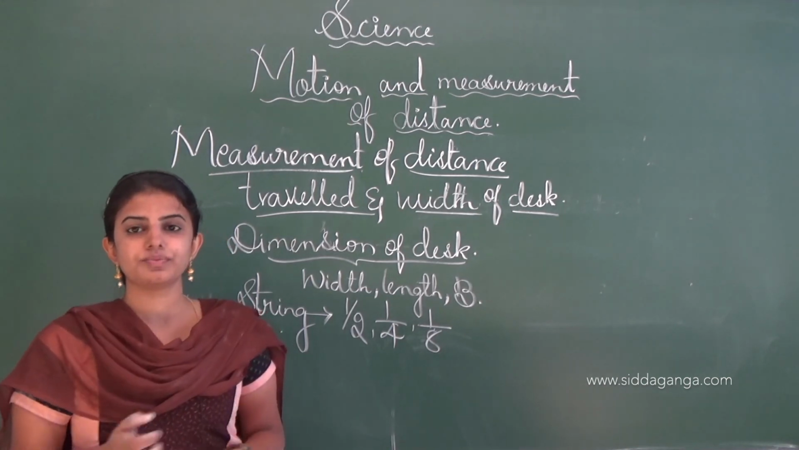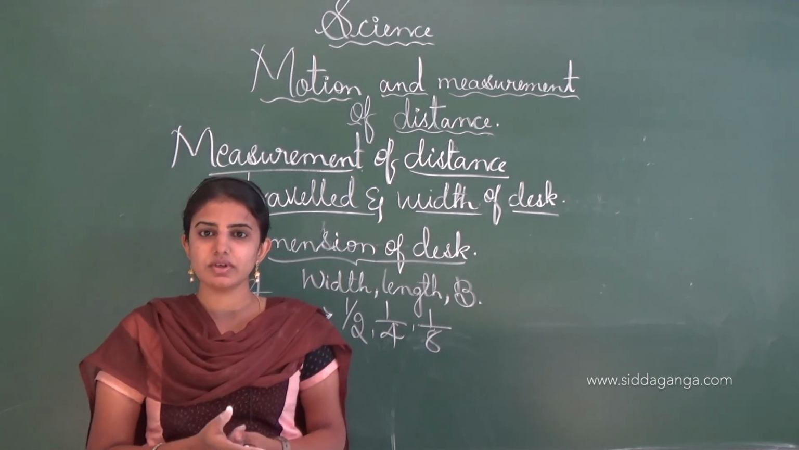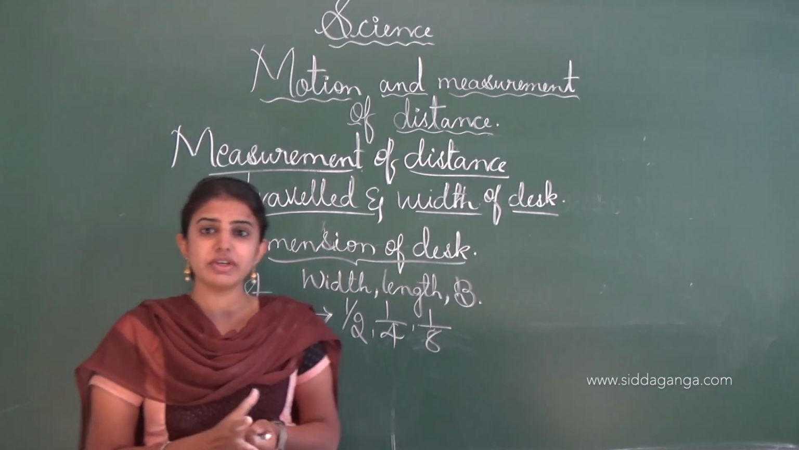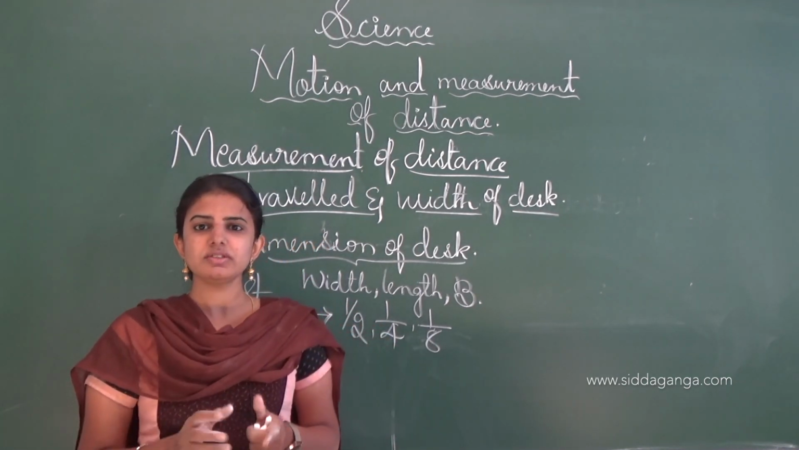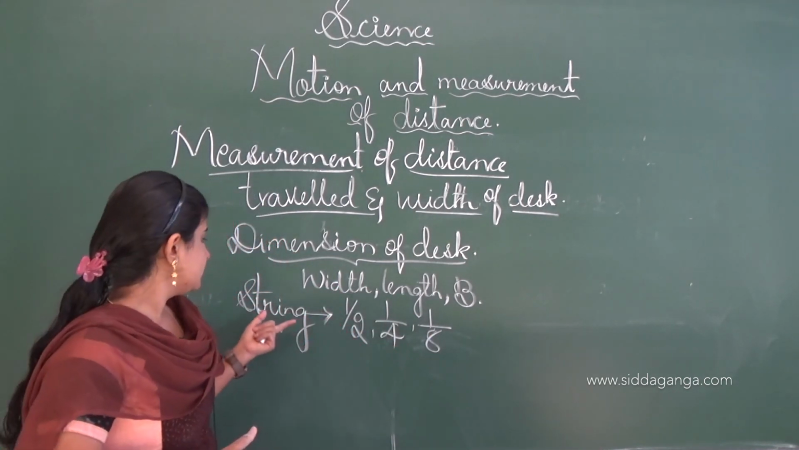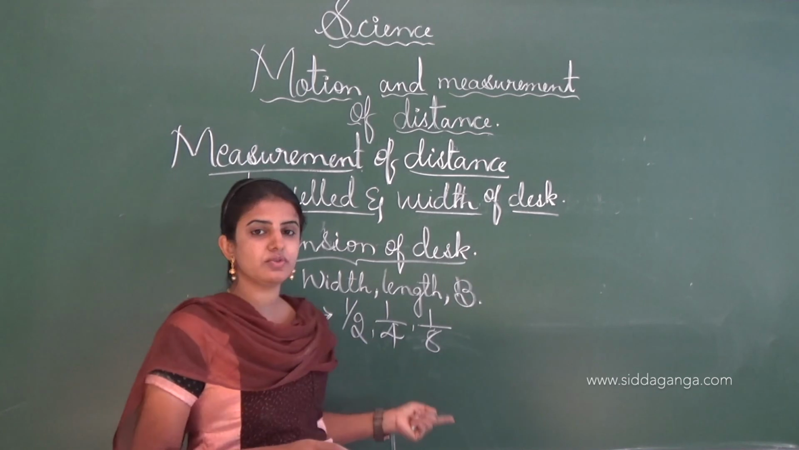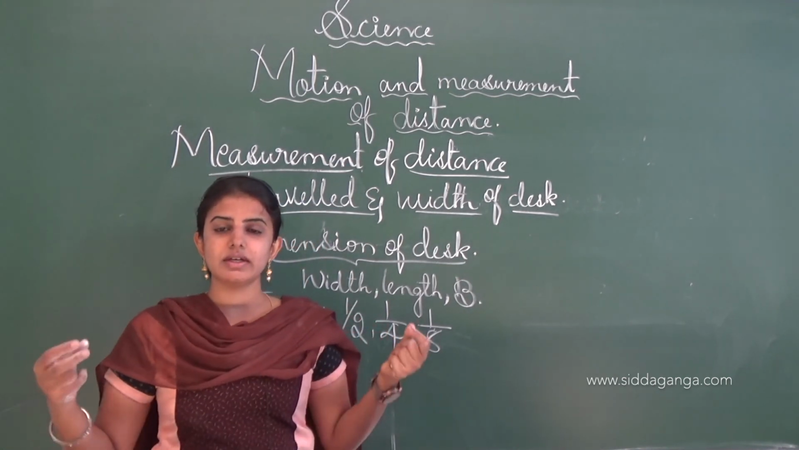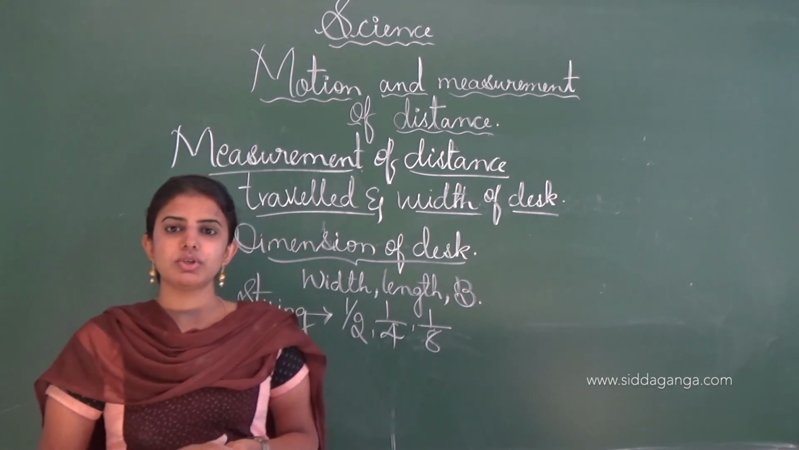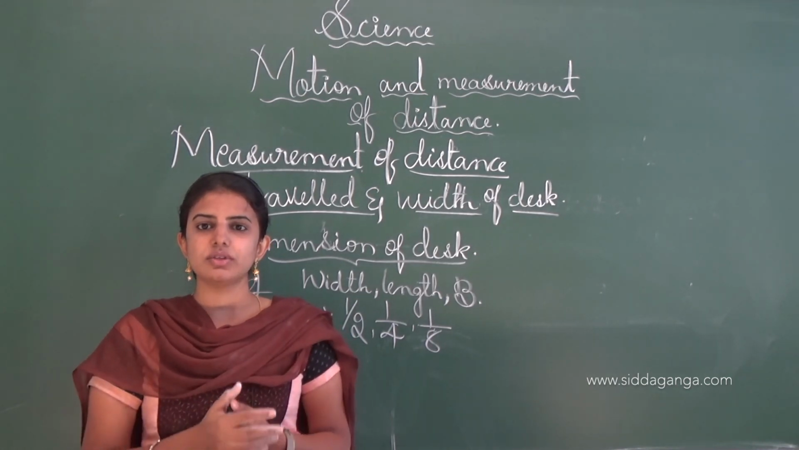So this is all about, in today's class, we learned about the history of transportation and the measurement of the distance travelled and the width of the desk. See, dimension is nothing but the width, length and the breadth of a desk, and by using the string we have to measure and fold it into 1/2, 1/4 as well as 1/8, and later we measure the dimension of the desk. See, this is all about today's class. In the next class we will learn about some more concepts related to this chapter. Thank you.